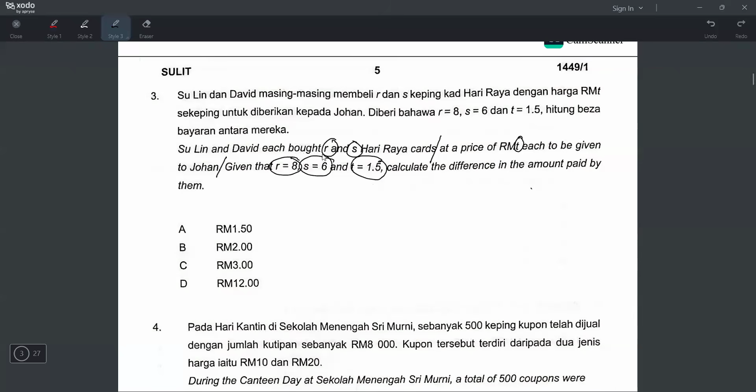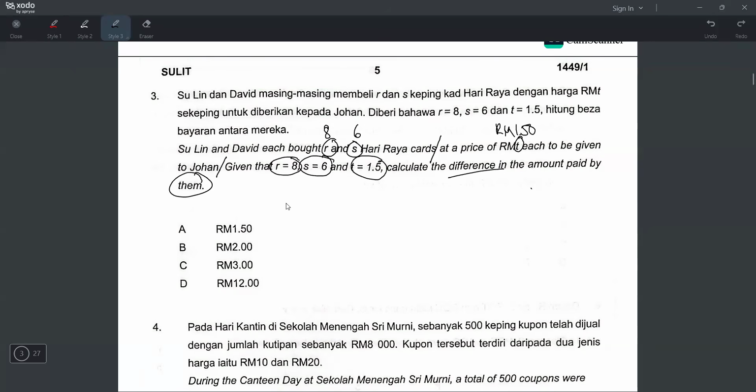Okay, this is so weird. They straight away give us the values of R and S, so let's just put them in. R is 8, S is 6, and T is 1.5. That means each card is 1 ringgit 50 cent, and Sulin bought 8 cards, David bought 6 cards. Calculate the difference in the amount paid by them.